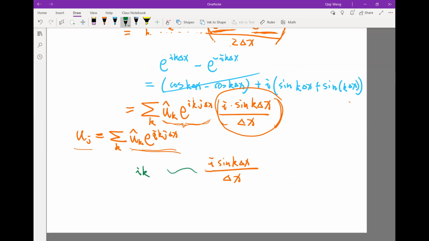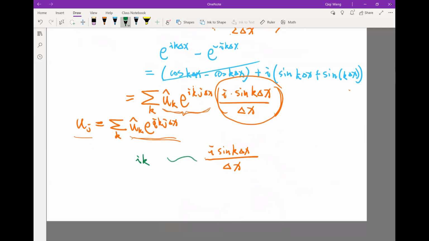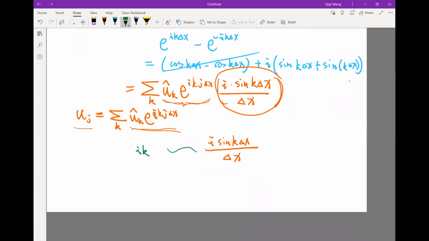Okay, so that is actually pretty clear. For example, if delta x is equal to 1 and k is equal to 1, let's say, then sine of 1 divided by delta x of 1 is not going to be equal to 1, right? So my finite difference actually has a lower oscillation speed, right? Because this actually gives a slower oscillation than the analytical derivative.